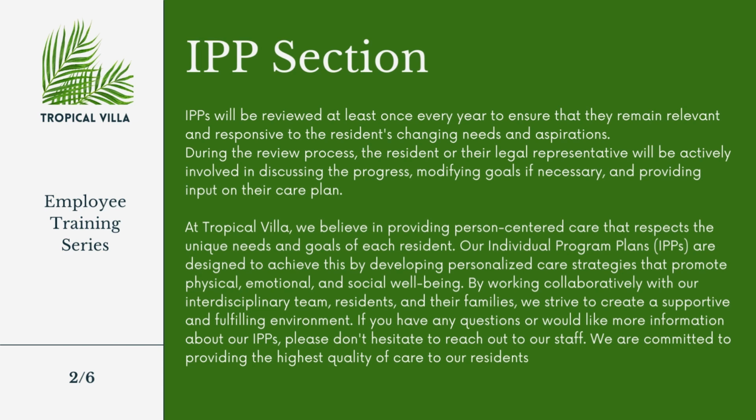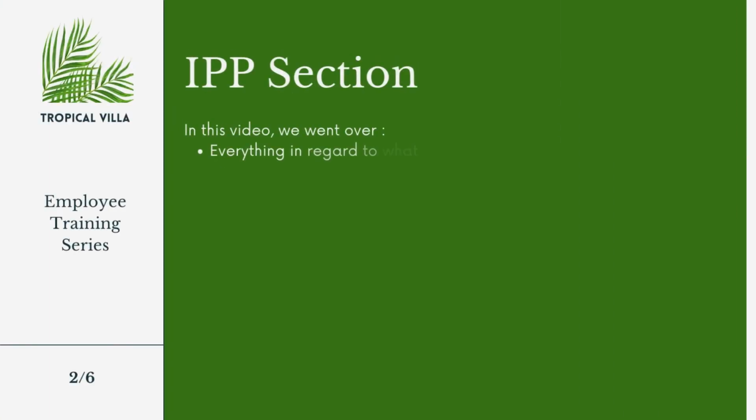At Tropical Villa, we believe in providing person-centered care that respects the unique needs and goals of each resident. Our individual program plans are designed to achieve this by developing personalized care strategies that promote physical, emotional, and social well-being. By working collaboratively with our interdisciplinary team, residents, and their families, we strive to create a supportive and fulfilling environment. If you have any questions or would like more information about our IPPs, please don't hesitate to reach out to our staff. We are committed to providing the highest quality of care to our residents.